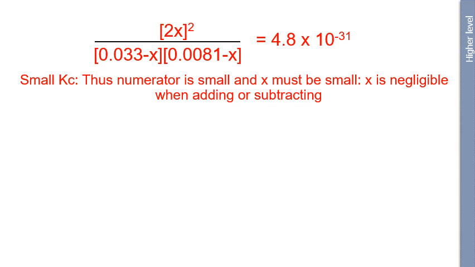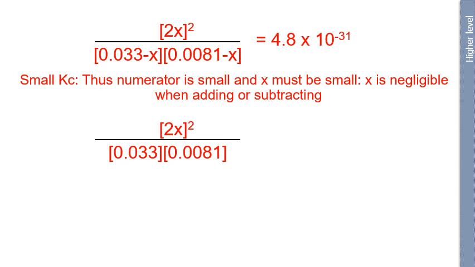So, for a small Kc, the numerator is small and X must therefore be small. So X is negligible when adding or subtracting. Okay, so that's the difference when it is less than 1 times 10 to the negative 3. So we basically, in terms of the numerator, ignore X. Okay, so we just completely take X out of the numerator.